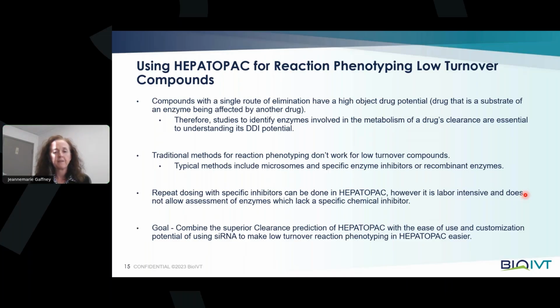Repeat dosing with specific chemical inhibitors can be done in HEPATOPAC. And there are some great publications which are available demonstrating this, specifically from some teams at Roche and at Merck. However, this is a labor-intensive activity, and it does not allow for assessment of enzymes which lack a specific chemical inhibitor. Therefore, we've been looking to combine the high-quality clearance prediction of HEPATOPAC with the ease of use and customization potential of using siRNA to run low turnover reaction phenotyping studies in HEPATOPAC and to make this easier.